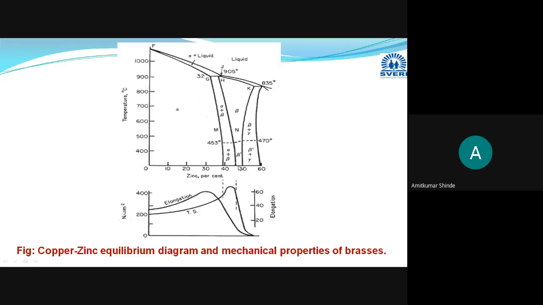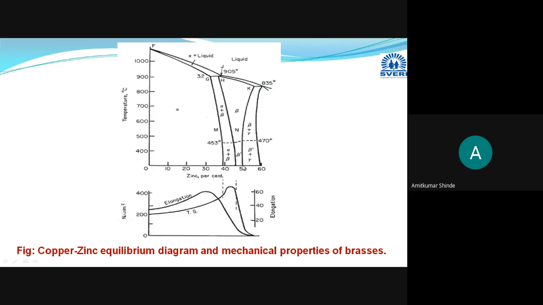Okay, and when this percentage of zinc is up to 44%, means below 38% only one phase is there, alpha phase, and above 38 to 44% two phases will be there, that is alpha and beta. Alpha will be there and beta will be there. And when zinc percentage is more than 44%, then there will be only one phase, that is only beta phase, and the beta will appear in two forms depending on the temperature. Either it will be ordered or it will be disordered.